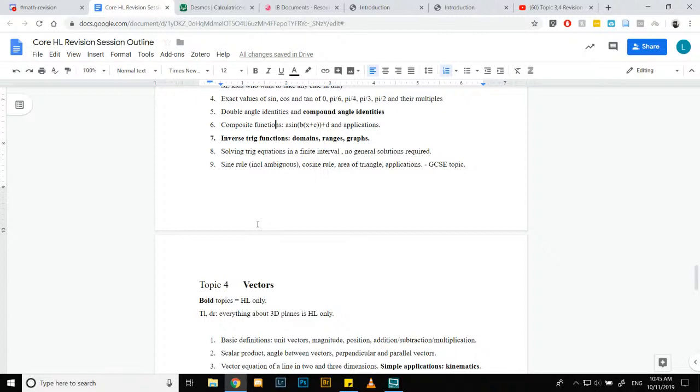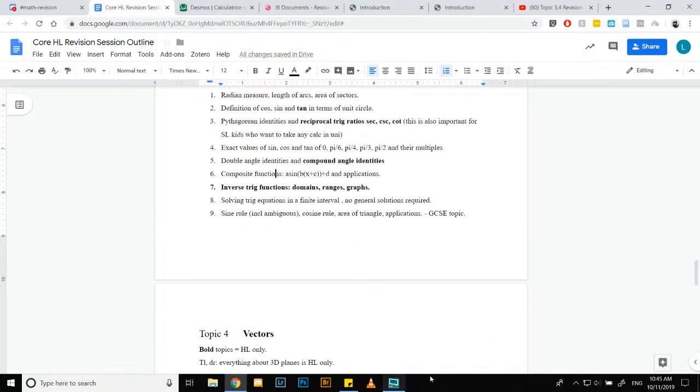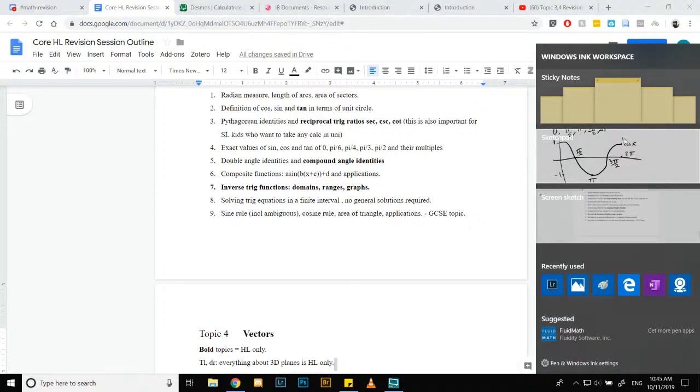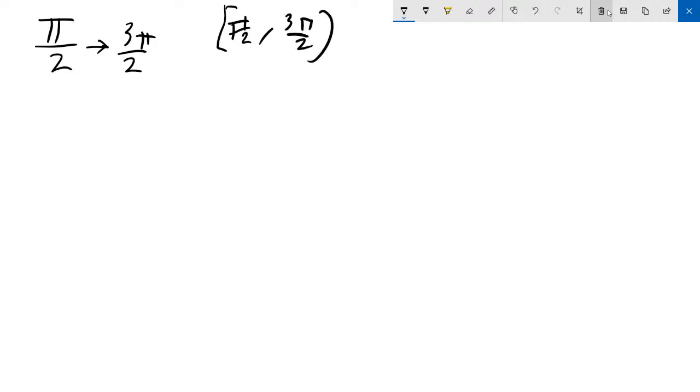So, solving trig equations in a finite interval. Let me think about this. I'm going to come up with a question on the spot, so don't yell at me if it's wrong. They'll say there's some function between pi over 2 and 3 pi over 2. They use varying notations. They might say pi over 2 to 3 pi over 2 like interval notation, or they might say that theta is bounded by these two.